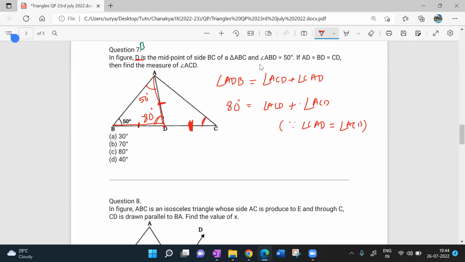Now what is the side opposite to this angle? This one. So these two will be equal. All right, 50 degrees. So it's 40, 80 by 2.